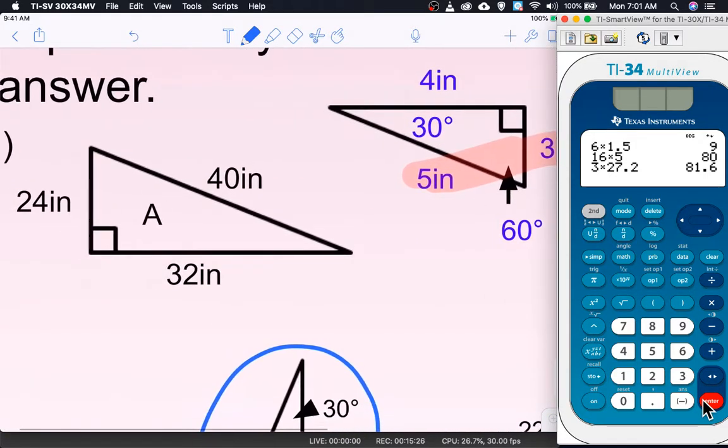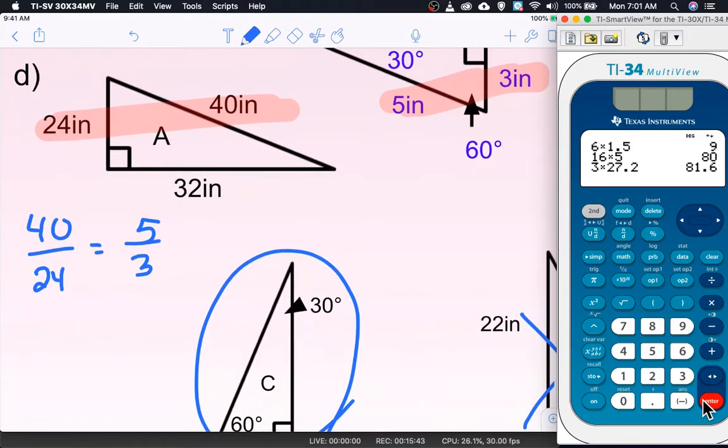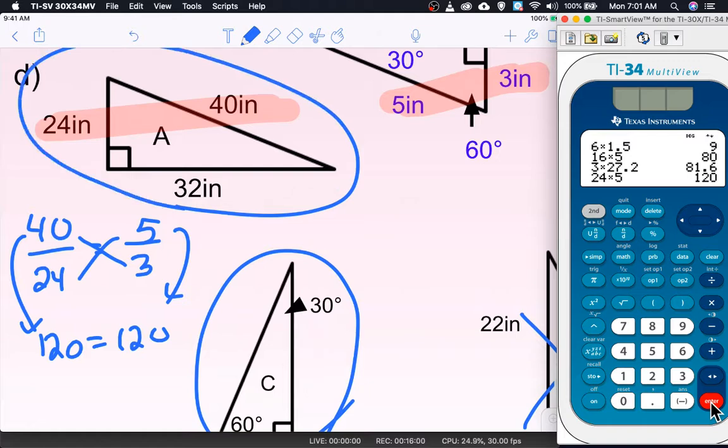Is letter A proportional? So I'm again going to use those same pairs of sides, long side and short side. So long side over short side equals long side over short side. When I cross multiply, 3 times 40 is 120. I know that. And on the other side, 24 times 5 is 120. That worked out. That is similar.